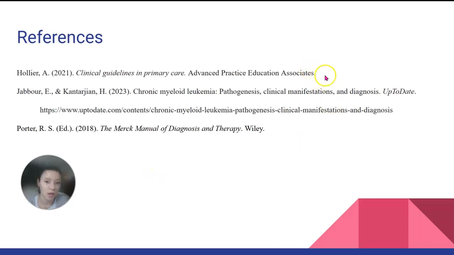But these are the references used. So we've got our textbook for the course, also this link with UpToDate. And then I also used a Merck Manual that I had purchased previously with the most updated edition. So take a look at these if you want to learn a little bit more.